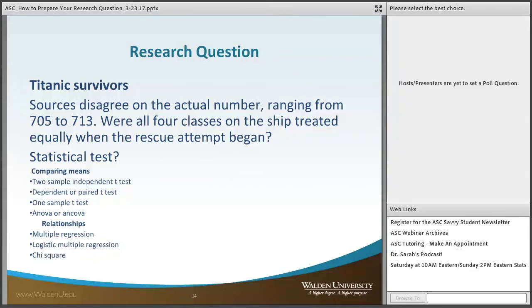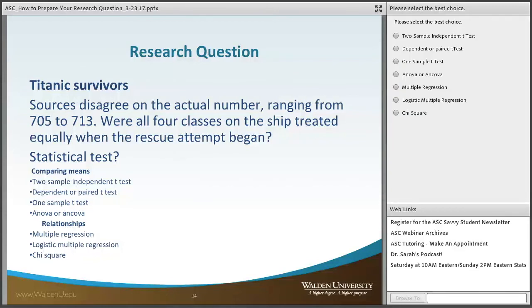Titanic survivors. Sources disagree on the actual number, ranging from 705 to 713. That's the survivors. And the question is, were all four classes on the ship treated equally when the rescue attempt began? So basically, we would have first class, second class, third class, and crew. And we would have dead or alive, basically. So we would be building a crosstab, or a matrix, that would have four rows and two columns.